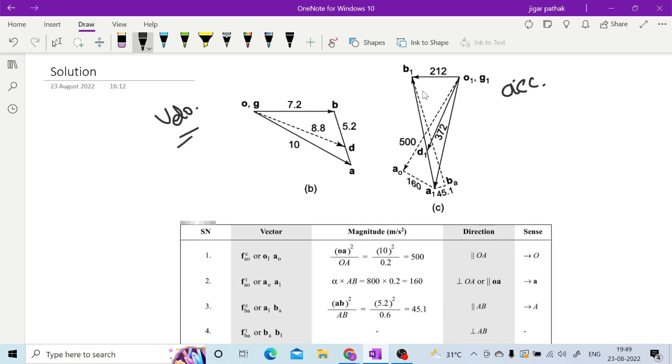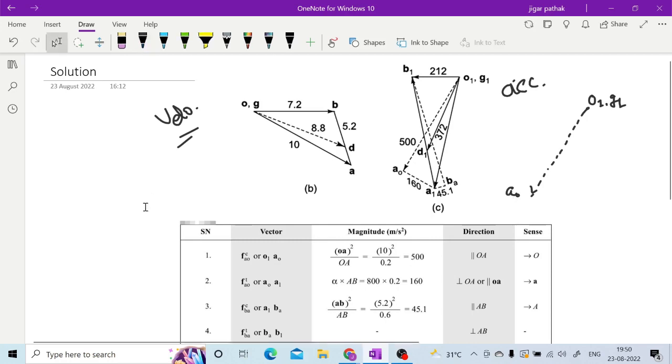Now, in order to draw the acceleration diagram, they started with the fixed points O1 and G1. The very first thing they calculated is this one, O1 to AO. This is nothing but the centripetal component. As you can see here, they have calculated it by V square by R, where V you have already calculated from your velocity diagram, and the link length is known.